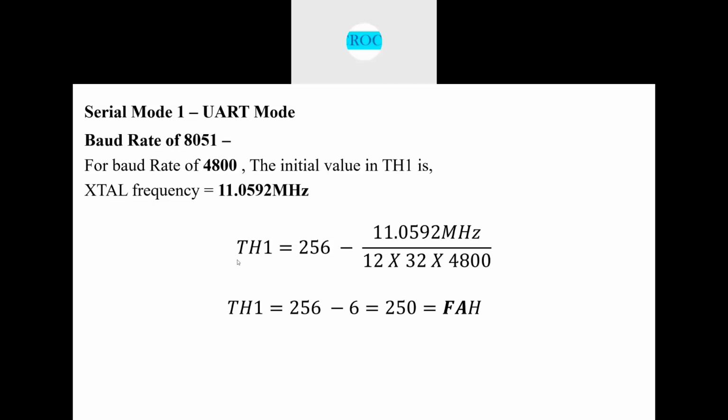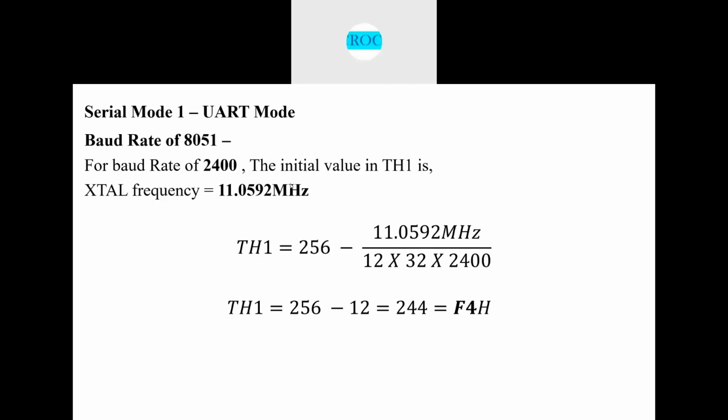Similarly, to set a baud rate of 4800, what should be the initial count value in TH1? We know the formula. It is 256 minus 11.0592 megahertz divided by 12 into 32, and the baud rate to be set here is 4800. What you get is 256 minus 6, which is equal to 250, which is in hexadecimal FAH. It means that to set a baud rate of 4800 for a crystal frequency of 11.0592, the initial count value to be loaded into the higher byte register for timer 1 is FAH here.